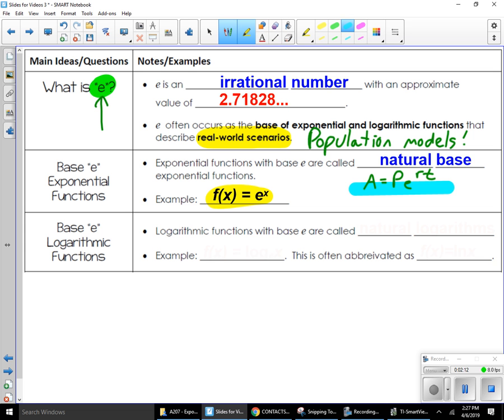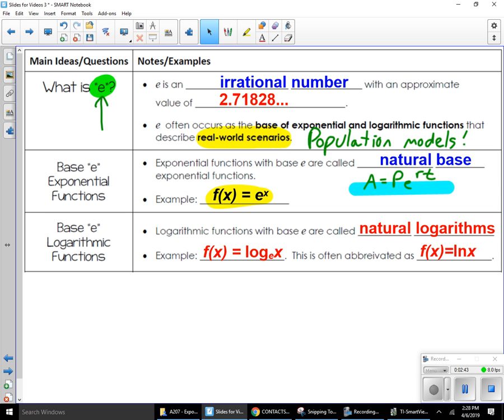What's going to be new is base e for logarithmic functions. Keep in mind, every exponential function can be rewritten in log form. So if I can have e for the base of an exponential, I can have e for the base of a logarithm. So logarithmic functions with base e are called natural logarithms, usually called natural logs for short. And the parent function there is log base e of x. Often that's just abbreviated ln. ln for natural log. Note that it's backwards. It's because we take the abbreviation from French.